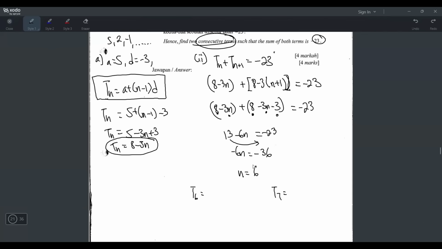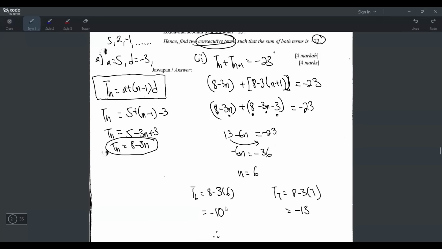And what I will do is I'll just sub into this formula. 8 minus 3n to get the T6. And then this one to get T7, 8 minus 3 times 7. So if you press this, you will get the answer, negative 10. If you press this, 8 minus 21, I think it's negative 13. Yeah. So now we can write our answer.